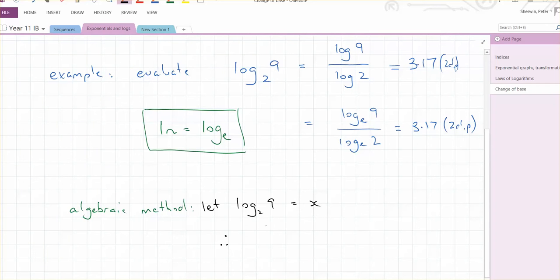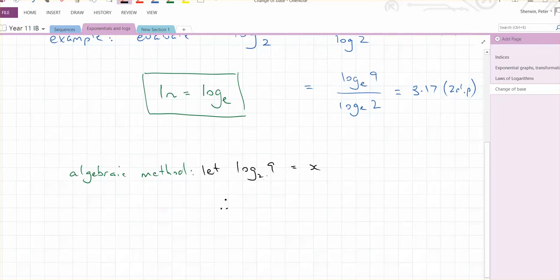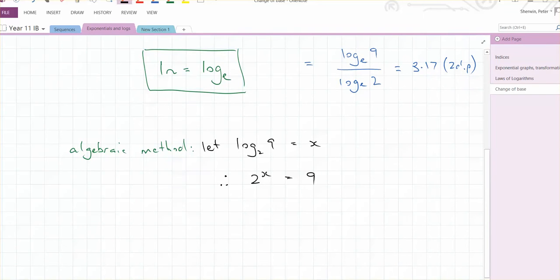Therefore, if we unlog here, here we write this as an index equation with the log not there. 2 to the power of x equals 9, isn't it? That's how it looks. 2 to the power of x equals 9. We don't know x yet, because we still need it. 2 to the power of what equals 9? Well, that's 3 point something, less than 4. I know it's 3.17. Let's pretend we don't know that.